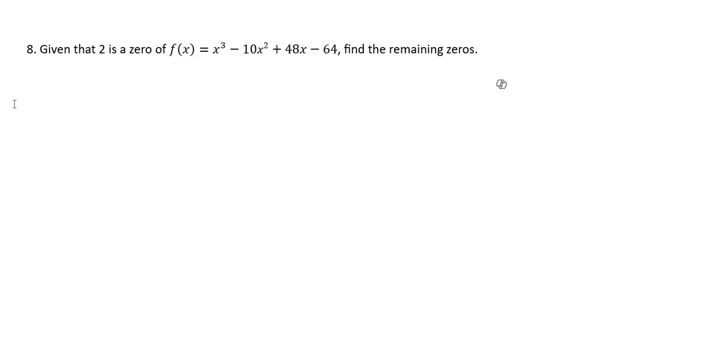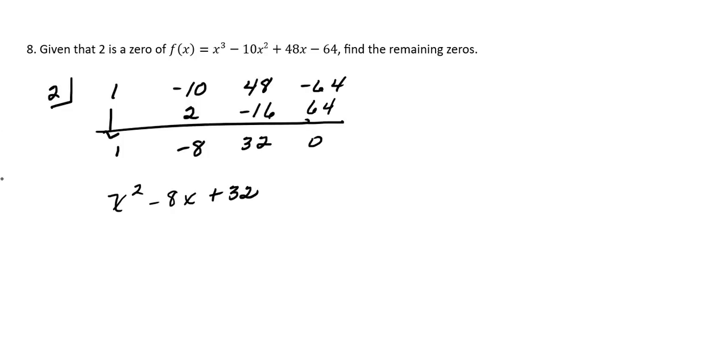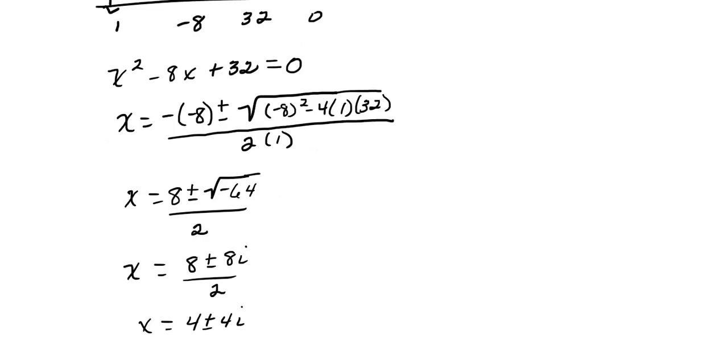Given 2 is a 0, find the remaining zeros. As a first step, you may want to put this in the calculator and look at your graph to see if your graph crosses at an integer, or look at your table to see if you can easily find your zeros there, and you're not going to be able to. So we need to use synthetic division. My quotient is x squared minus 8x plus 32. If I want to find the remaining zeros, I need to set that equal to 0 and solve. So I'm going to use the quadratic formula. And there are my answers.